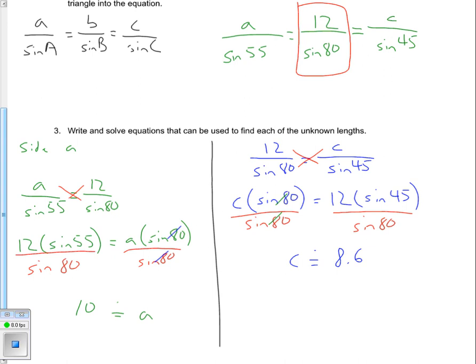So we can use our sine law in order to solve for unknown side lengths, which is a particularly useful thing, particularly in fields of trades and construction and in surveying and so forth.